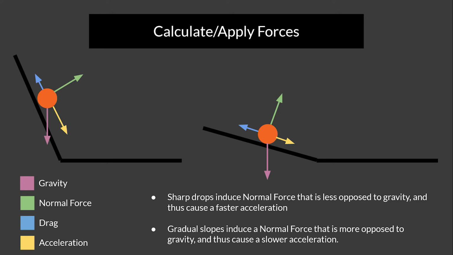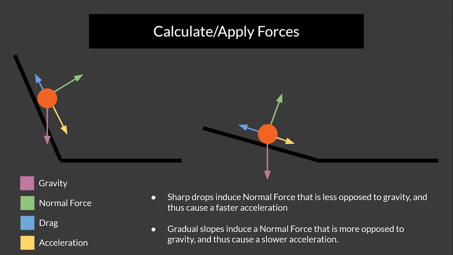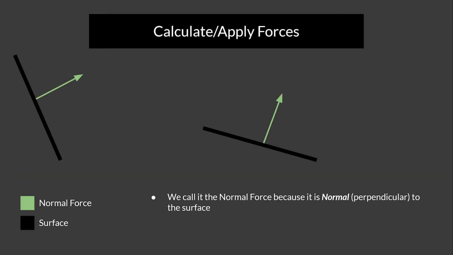So what this results in is that sharp drops induce a normal force that is less opposed to gravity, and thus a faster acceleration occurs. Whereas the opposite occurs with gradual slopes, as they have a slower acceleration. And just to reiterate the point about how normal forces are perpendicular to a surface, I included these diagrams. They're called normal forces because they are normal to a surface. Normal is just a fancy math word for saying perpendicular.